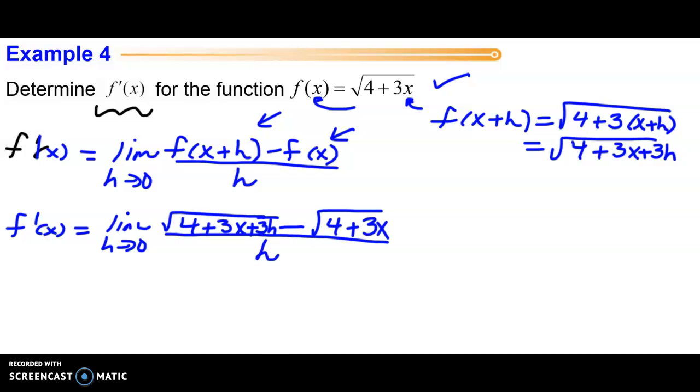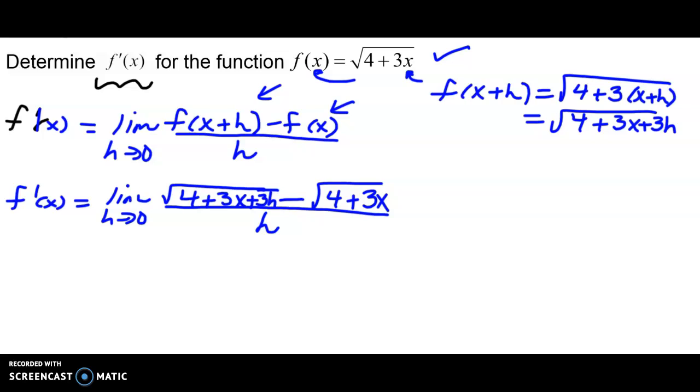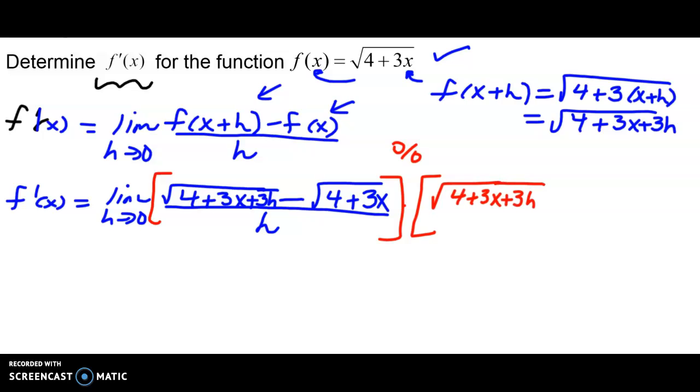So you have to think back to your algebraic steps involving limits and radicals. If I substituted in h to be 0 right now, I would get a 0 over 0 type. So when we're working with radicals, we want to try to simplify, and we use conjugates. So the conjugate would be the square root of 4 plus 3x plus 3h plus the square root of 4 plus 3x. So that would be the conjugate. If you multiply it by the numerator, you multiply it by the denominator.